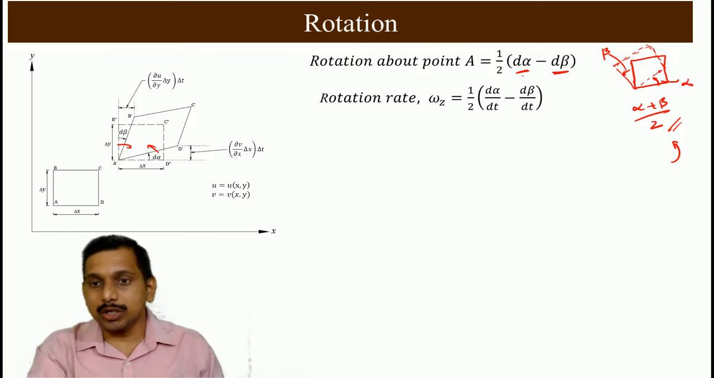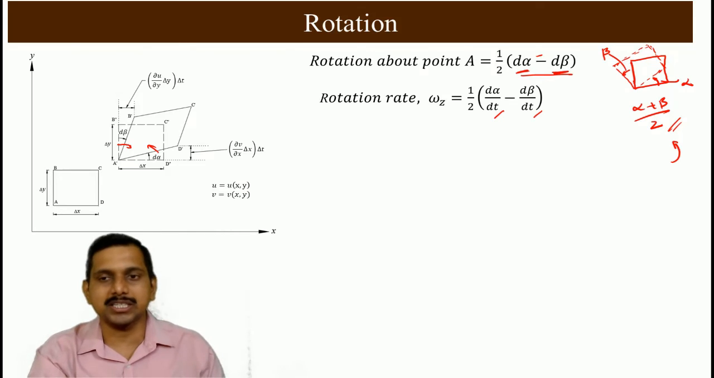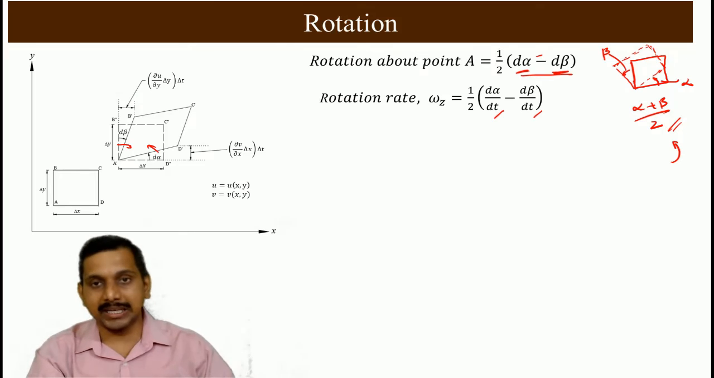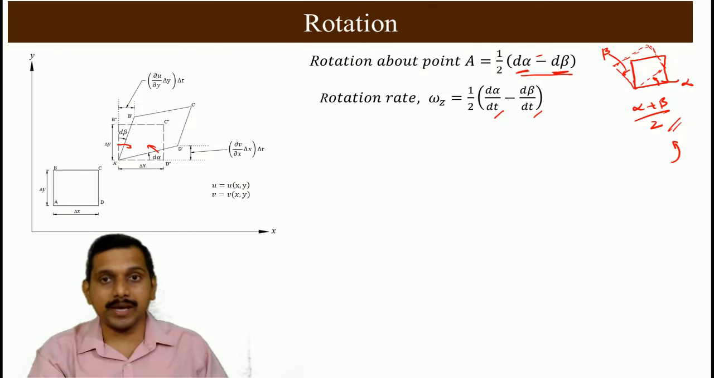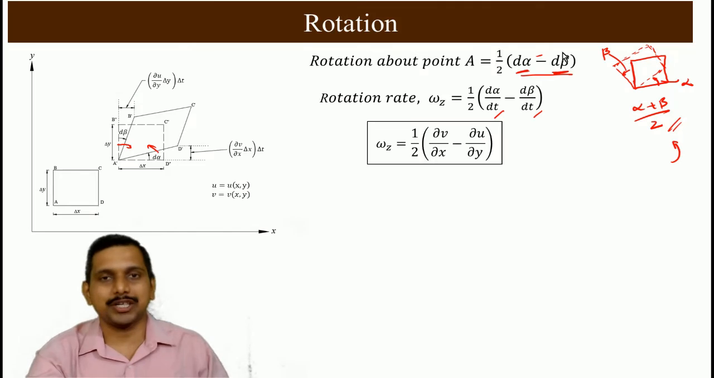Now the rotation rate, which is this rotation divided by dt, is given by d alpha by dt and d beta by dt. Okay, so this minus, you understood why it is there. This minus is because it is going in the other direction. It is going in the clockwise direction. So now rotation rate is given by d alpha by dt and d beta by dt. And we have derived what is that. In the last slide we have derived what is d alpha by dt.